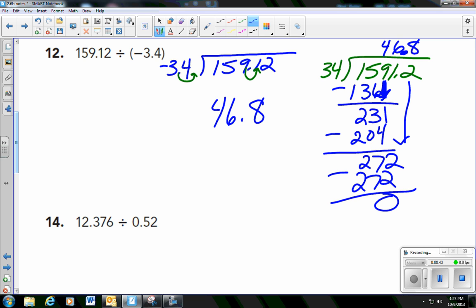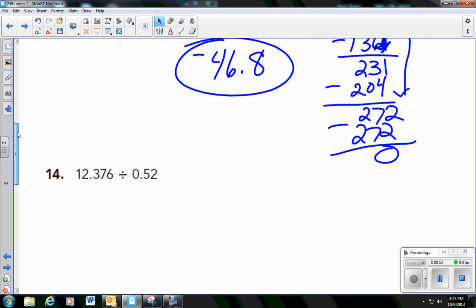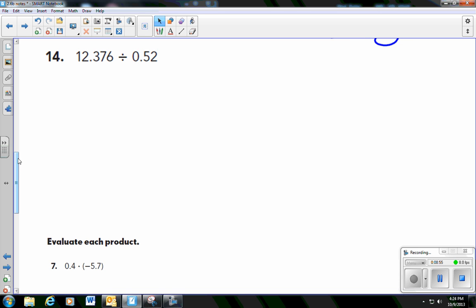So we get 46.8. Now we just need to double check, is it positive or negative? Again, we have one negative number. One is odd numbered, so negative 46.8. If you want to try 14 on your own, hit pause, try it, then hit play and see if you can get the answer.